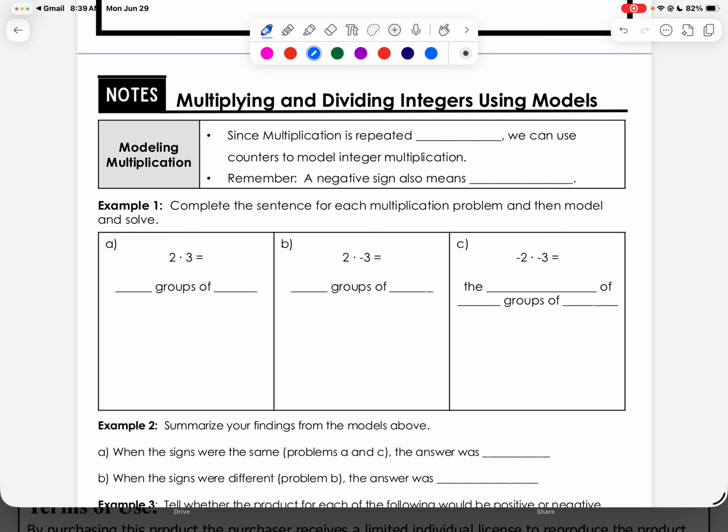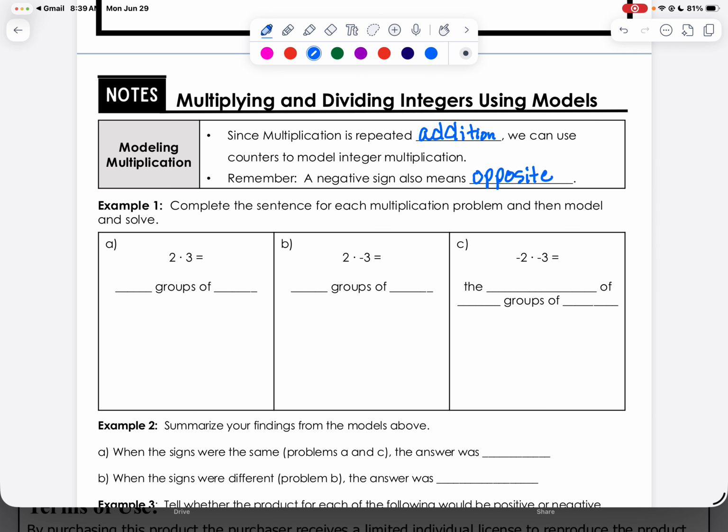In today's lesson, we will be using models to multiply and divide integers. Let's start with modeling multiplication. Since multiplication is repeated addition, we can use counters to model that multiplication. Remember, a negative sign can also mean opposite. We'll be using that fact in some of our models in just a moment.